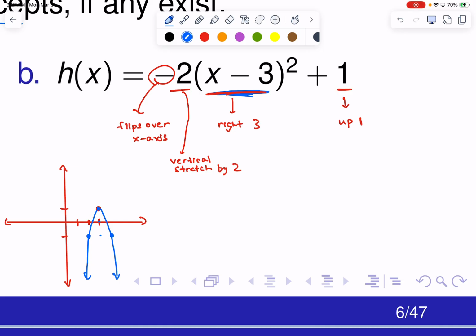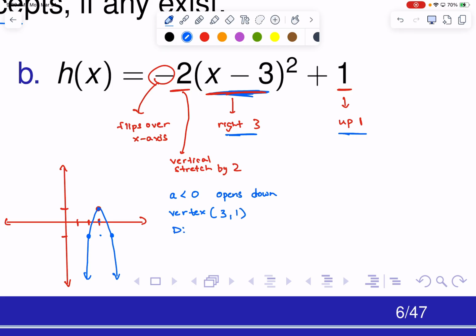All right, so let's go in order. So since A is less than 0, it opens which way? Opens down. What's the vertex? Talk yourself through it. It went right 3, up 1. So where's the vertex at? 3, 1.